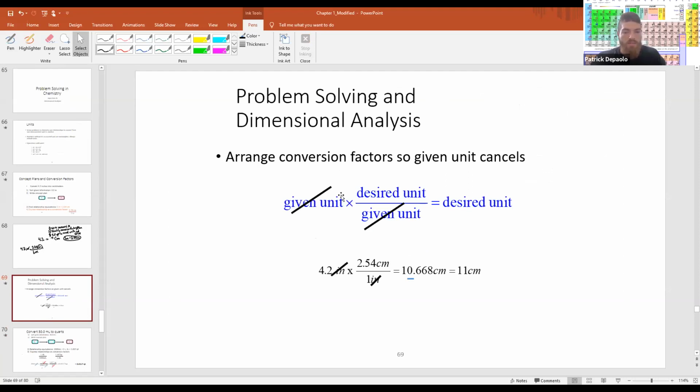You do that, and you get 10.668, but our measured number, 4.2, if you remember, is in 2 sig figs. So our answer is also in 2 sig figs. Yes, Brandon, 11. Good. All right, so does that make sense? Are there any questions on how I set that up? That was a pretty easy one, but if there are questions, no problem. Don't ever think your question's stupid, because I'm sure if you have the question, somebody else does as well.